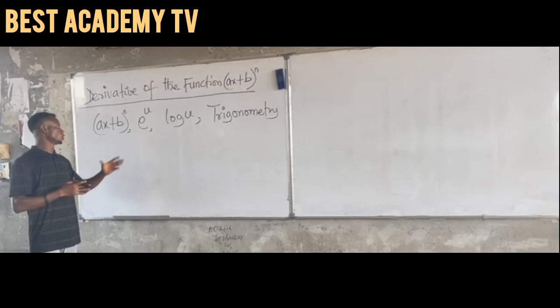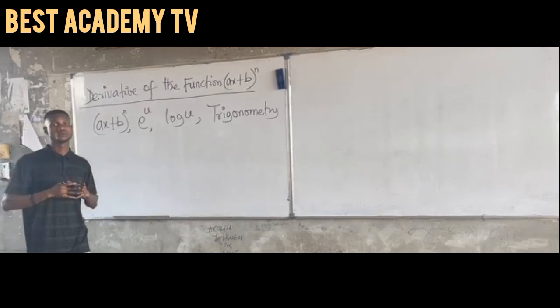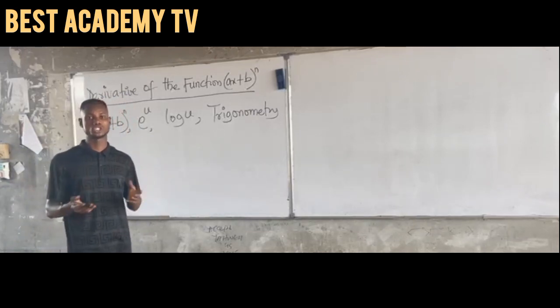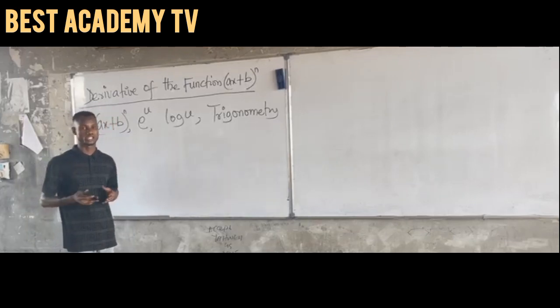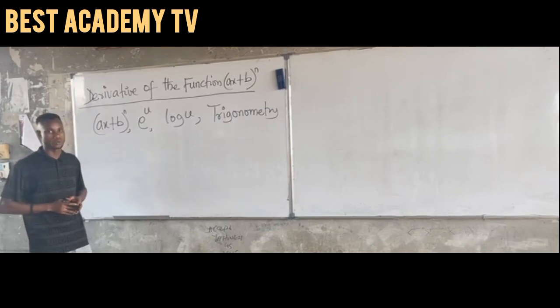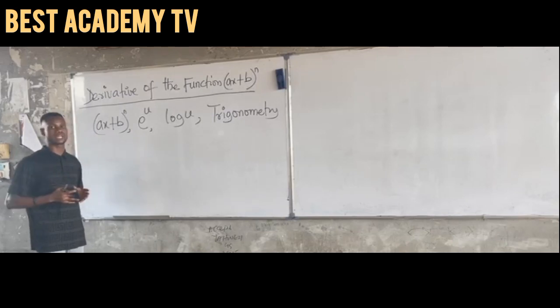Now let's deal with (ax + b)^n. Whenever an expression is enclosed with a higher power or a lower power, we can use the chain rule to differentiate it. Here is the shortcut: whenever we have an inside and an outside, to differentiate the function we always use the inner derivative times the outer derivative.